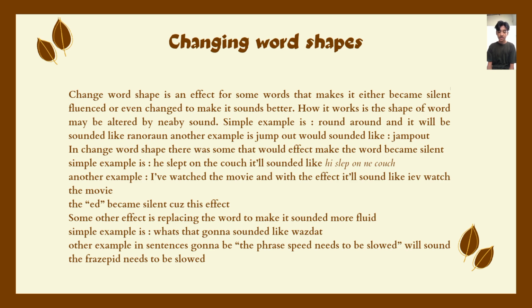In change word shape, there were some words that will affect the word became silent. Simple example, he slept on the couch. It will more sound like he slept on the couch. You see, some word there was become influenced before the other word, and some word become silent like slept. There was a T in there, but you didn't sound it. And on the couch become on the couch because of this effect.